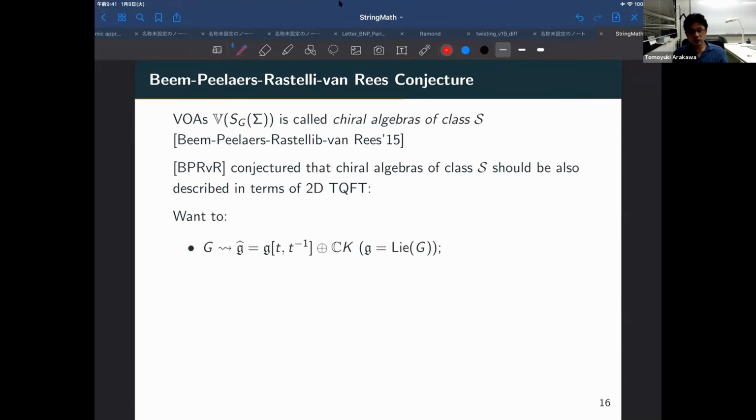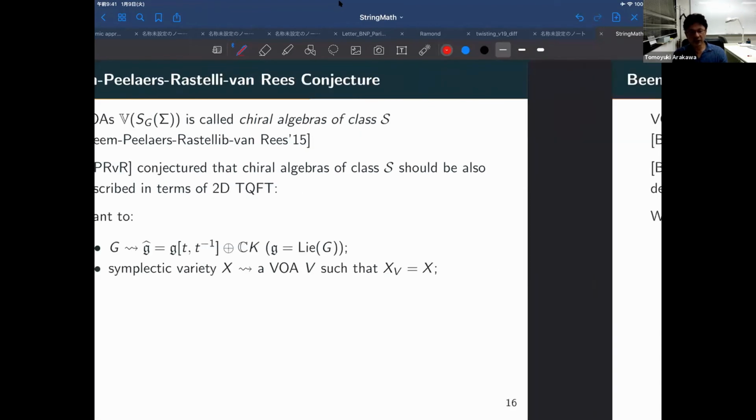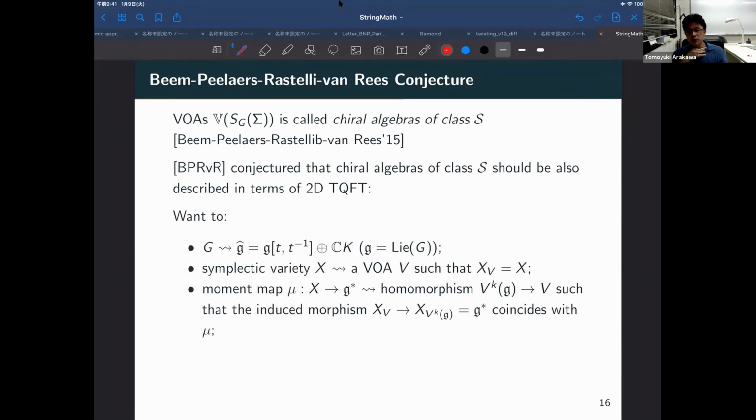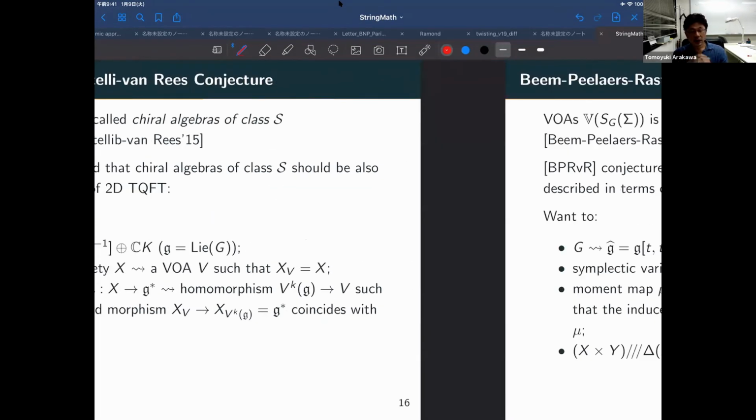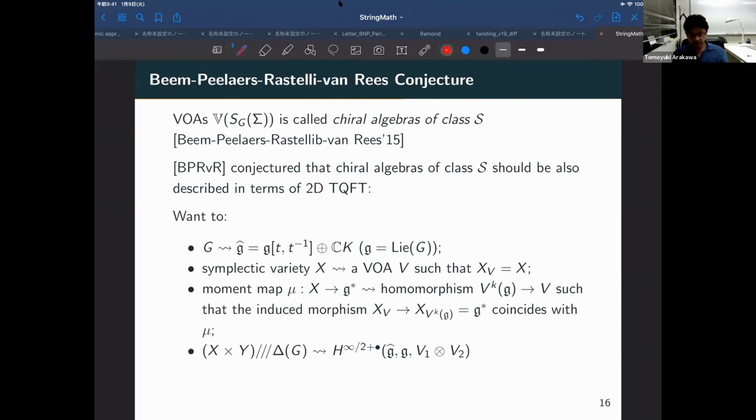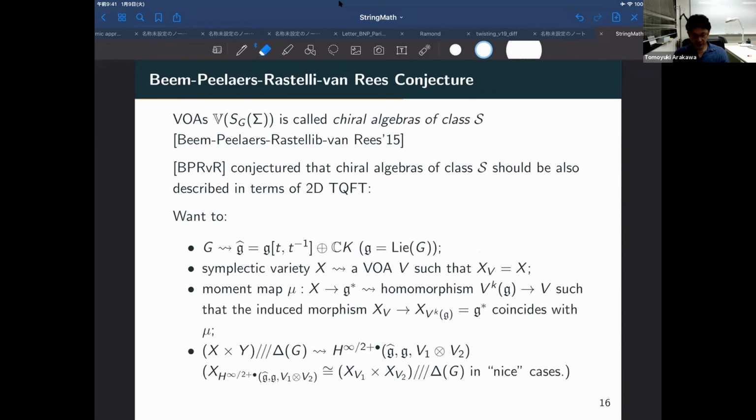So this means we want to replace G with the corresponding affine Kac-Moody algebra. And I want to replace the symplectic variety with a vertex operator algebra whose associated variety is the symplectic variety X. And we replace the moment map with the corresponding chiral moment map. And also we replace symplectic reduction with the relative semi-infinite cohomology, which appeared as a coset construction we studied. And this is the right thing to do because we recover the symplectic reduction by taking associated varieties.